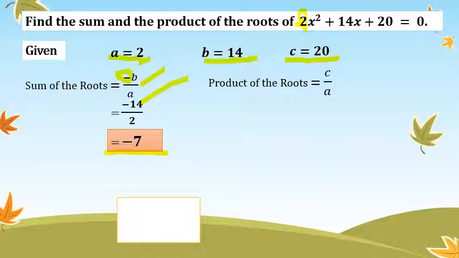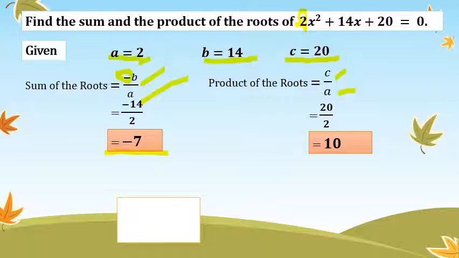Paano naman ang product of the roots? Product of the roots equals C over A. Palitan din natin ang C at A ng values mula sa given quadratic equation. So, magkakaroon tayo ng 20 over 2. 20 divided by 2 equals 10.